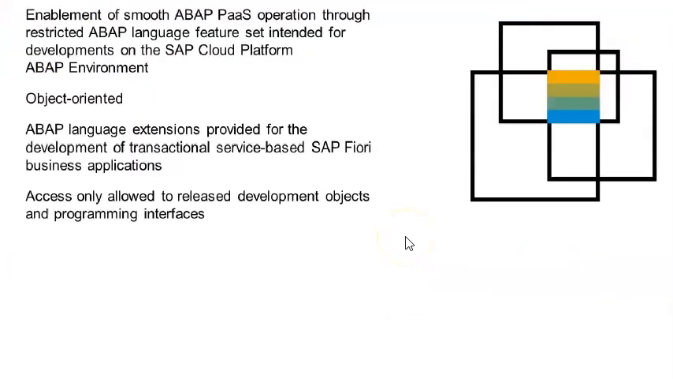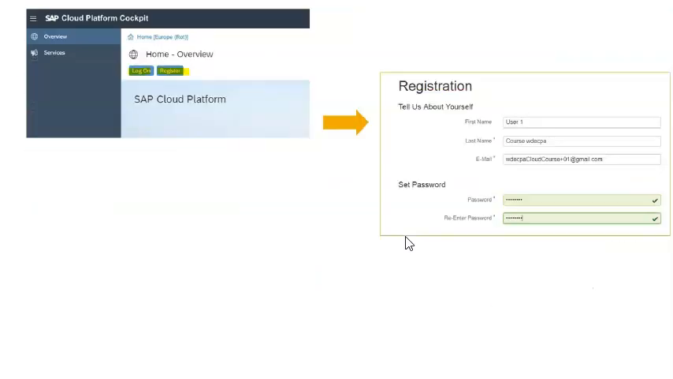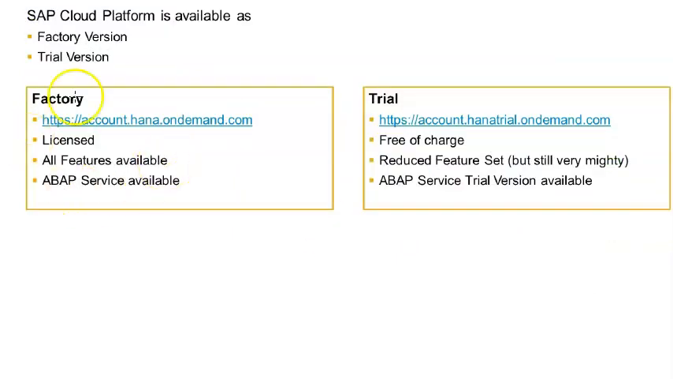Basically, for in-app extensibilities, we have two ways of implementing it. You can either work on the licensed version, which will be provided by the client, and the other one is the trial version. You might have already registered for the trial version, where we register with our email ID and then log in. After logging in, we'll have the BTP, so from there we'll start and see how it works.